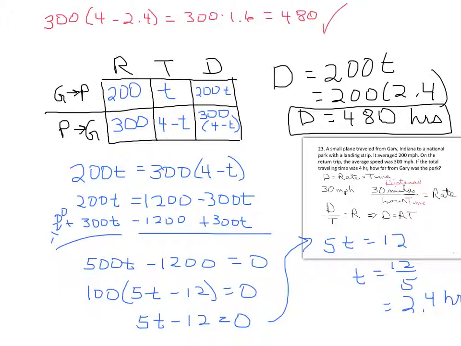So what you want to remember on this problem is after you've solved your first equation and you've gotten that t equals 2.4 hours, you're not done, because what they're asking for is how far from Gary was the park.